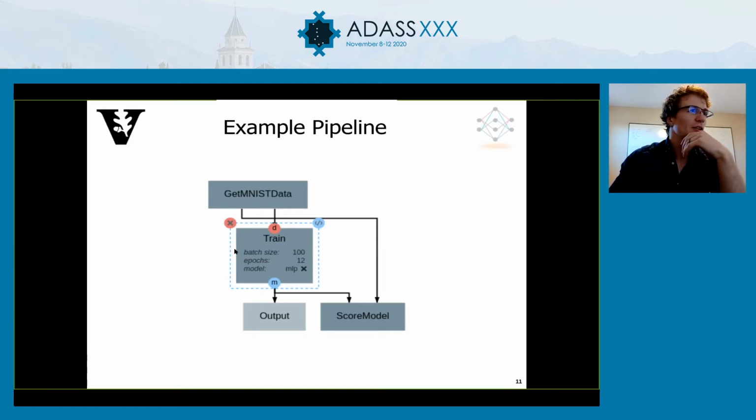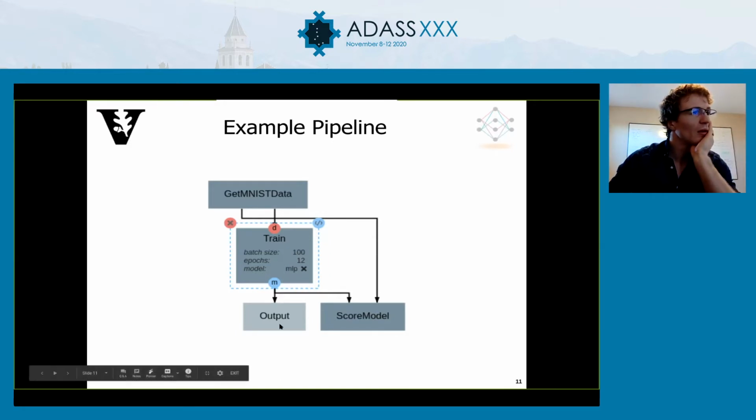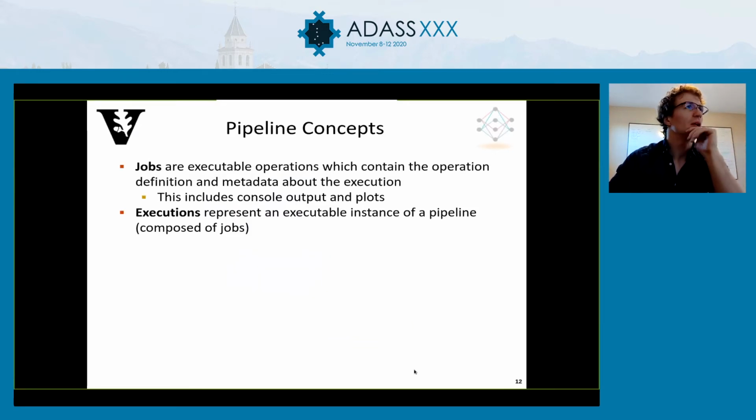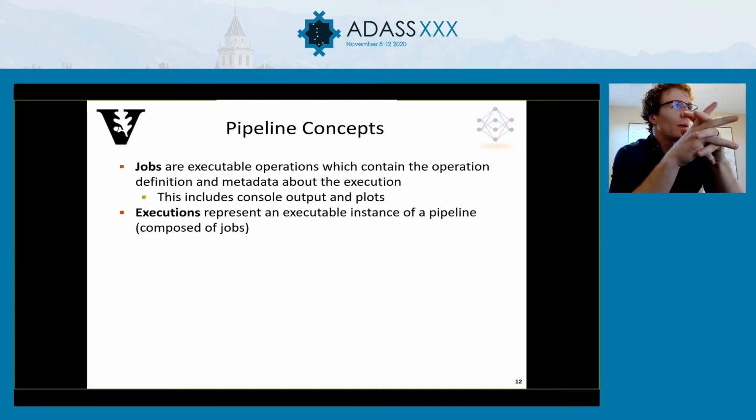Now this train operation has a few attributes: the batch size, epochs, and the model to use, which is a pretty simple one here, named just MLP for multi-layer perceptron. Then the trained model is produced as an output and also passed to this score model operation, which scores it using the testing data. Again, we'll see more of this in a moment, but the two remaining concepts are jobs and executions.